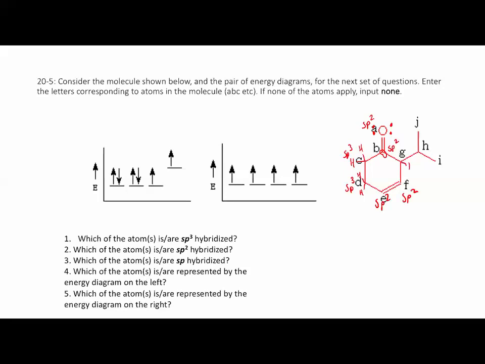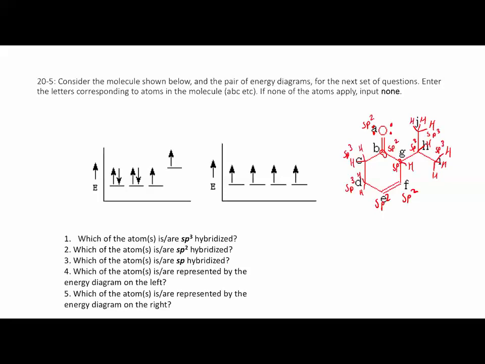G is all single bonds. It forms 4 bonds. This is sp3 hybridized. Also H is sp3 hybridized. J and I both are forming 4 bonds. They have 3 hydrogens attached to them. They are also sp3 hybridized.